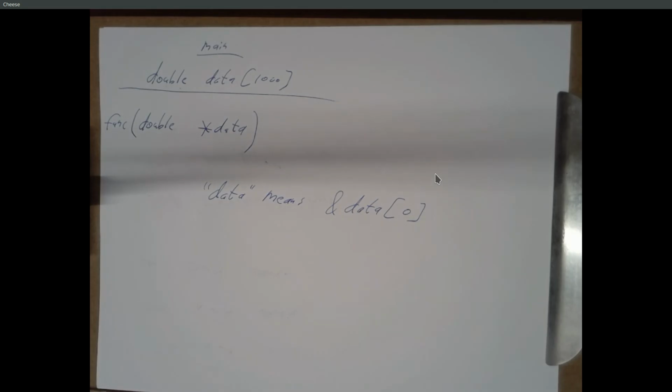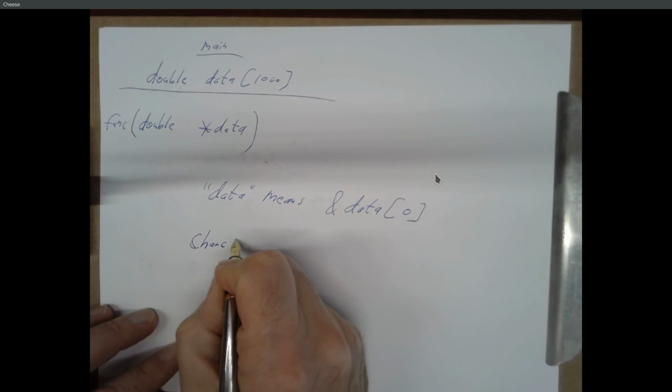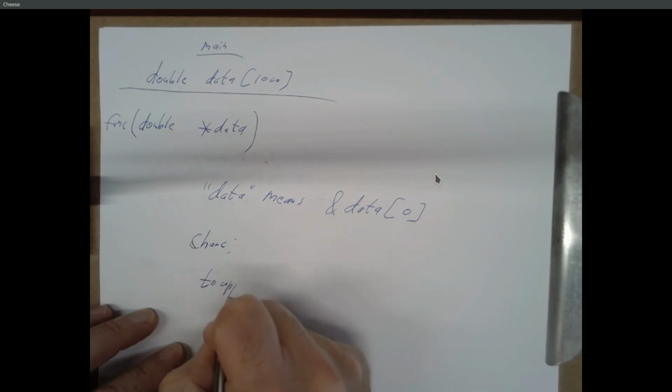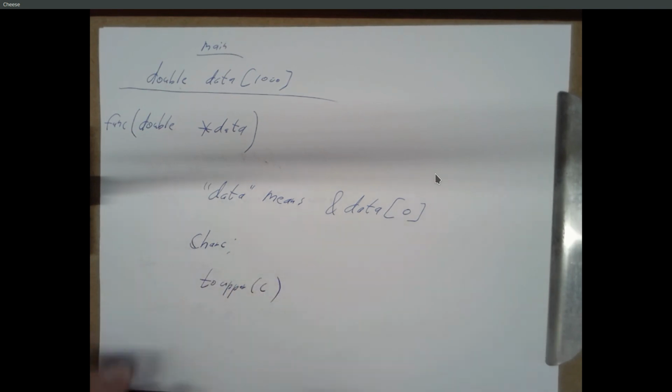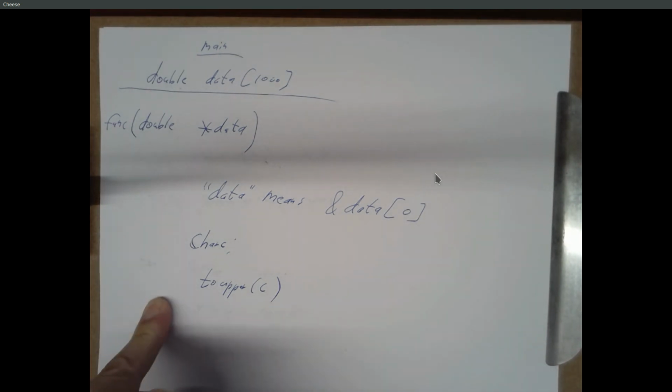Remember that something like toupper does not change c. toupper reads this and it returns as a function value the uppercase version.